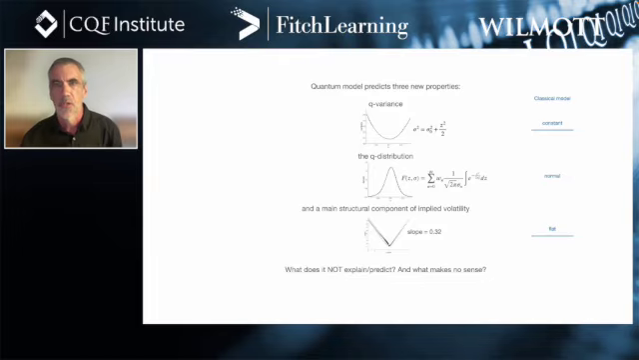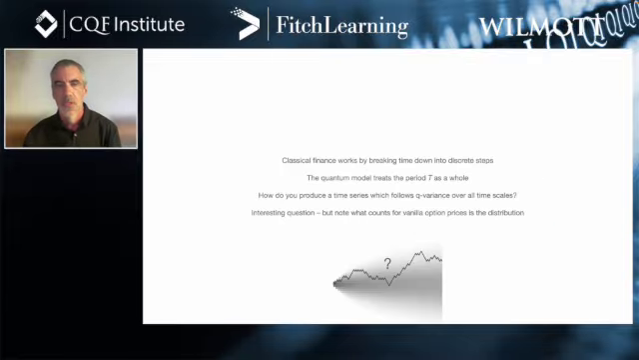Okay, so the quantum model predicts three new properties: Q-Variance, the Q distribution, and a main structural component of implied volatility. In the classical model, these are all constant, normal, flat, and so on. Okay, so what does the quantum model not explain or predict, and what makes no sense at all?